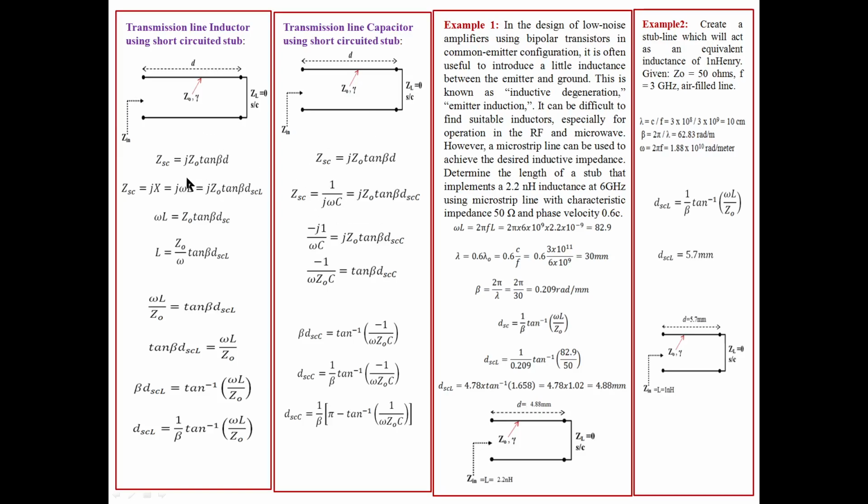Okay, this is for how to implement an inductor, given the value of the inductor, using a short-circuited transmission line, or shorted stub. Shorted stub here is what is called a shorted stub. Based on your L value, what is the value of L needed, you can get a value of this distance.